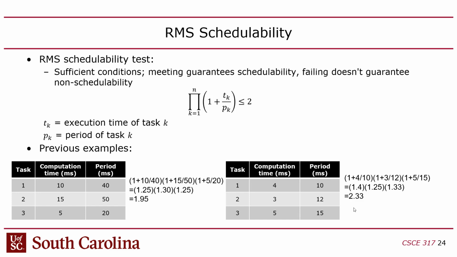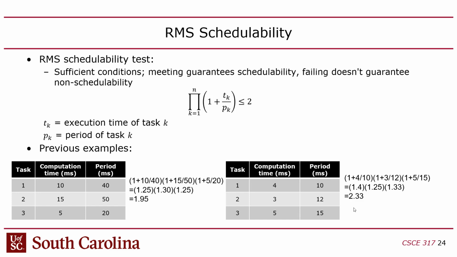It's unclear. It doesn't mean it can't be scheduled, but there's no guarantee that it can. For example, if we have this task set, 10 out of 40, 15 out of 50, 5 out of 20, you just multiply these up: (1 + 10/40) times (1 + 15/50) times (1 + 5/20). And the answer there is 1.95. That means these can be scheduled with RMS.